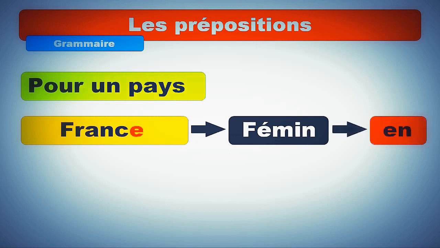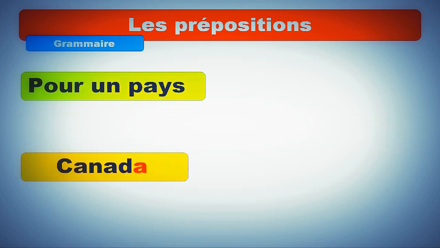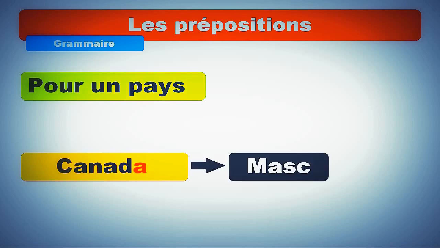Alright, so the preposition you will have to use with this country will be en. Okay, repeat, en. After that, let's take an example with Canada. What you can see is that it's ending with an a, but actually the most important thing is that it's not ending with an e as with France. So it does mean that this country is masculine, and the preposition you will have to use is au. Okay, so you write it a-u, but then you pronounce it o.